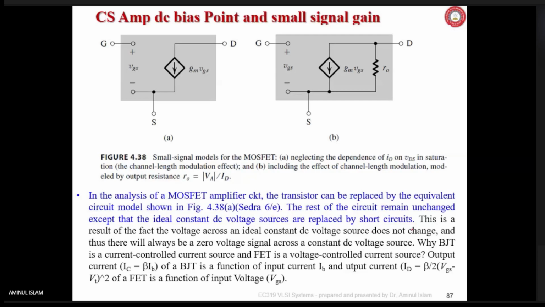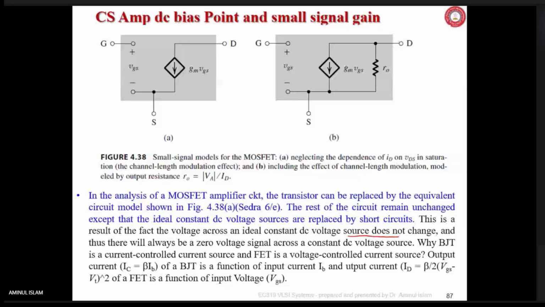Why? AC means what? It is AC analysis you are doing, so voltage should be varying, but DC voltage never varies. A battery voltage never varies. So no change means what? It is zero change. Thus there will always be a zero voltage signal across a constant DC voltage source. That's why you are connecting the VDD to ground.